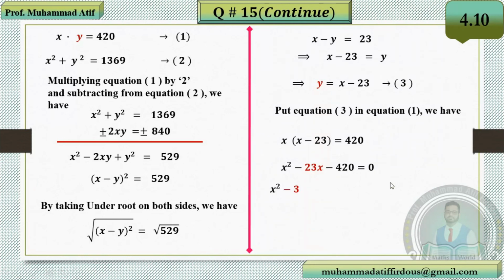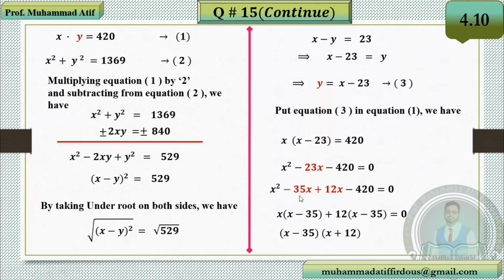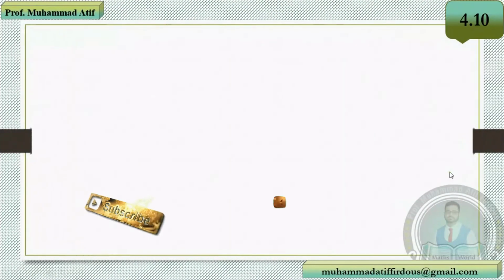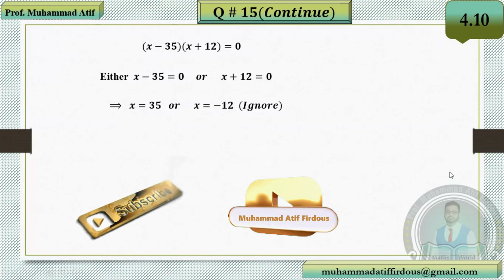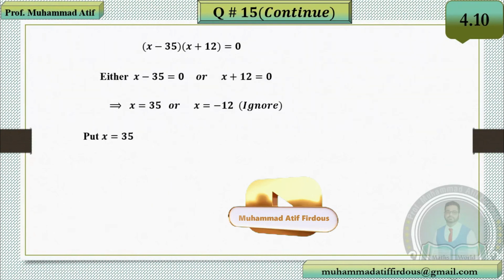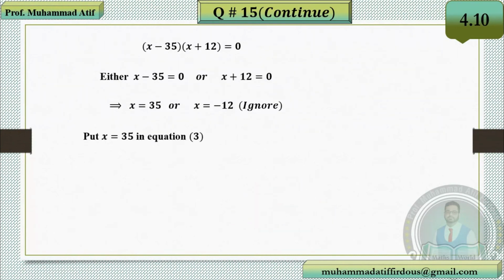Middle term break, or you can use the quadratic formula, and your factors are minus 35 and 12. So you have x minus 35 and x plus 12. Any problem? Okay. Either you can say that x is equal to 35 or x is equal to negative 12. Again, ignore the negative number. Put x is equal to 35 in your equation 3.